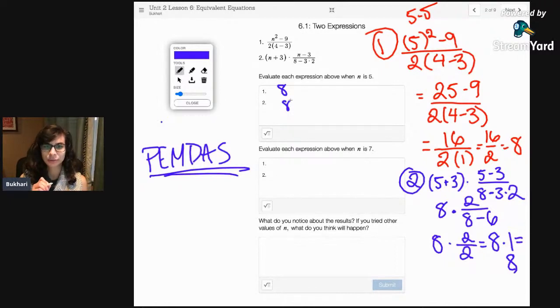What do you see now? What's going on here? Why don't you see what happens when you evaluate the expression when n is 7? What do you notice about those results? And if you tried a third value for n, like 10, like 15, what do you think is going to happen? That's what we're really exploring today, what it means to have equivalent expressions.